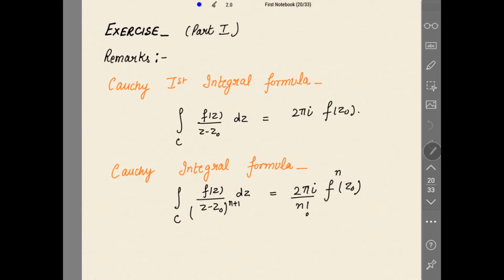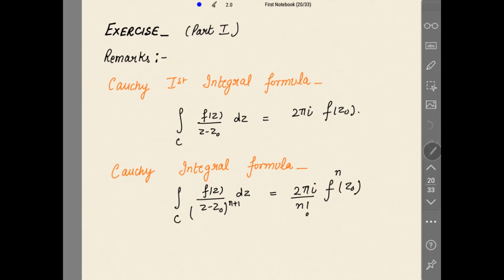Here are some remarks. Number 1 is the Cauchy's first integral formula, which can be written as integral over c f(z) over z minus z naught dz equals 2 pi iota f of z naught. Then there is the Cauchy integral formula, which can be written as integral over c f(z) over (z minus z naught) to the power n plus 1 dz is equal to 2 pi iota over n factorial times the nth derivative of f of z naught.